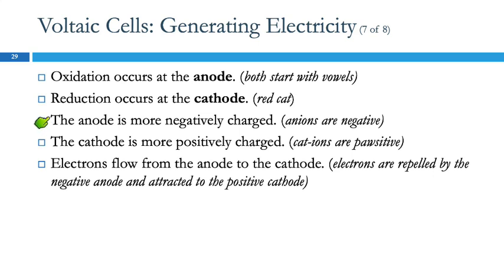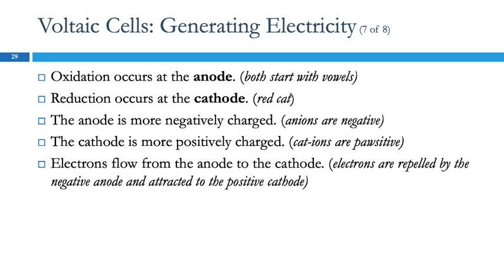The anode is going to be more negatively charged. And the way I remember that is that anions are negative. So that means that the cathode is more positively charged, and cations are positive, right? So anode and cathode, the anode is more negative, the cathode is more positive. Oxidation occurs at the anode, reduction occurs at the cathode. So what happens is that electrons are going to flow from the anode that has a negative charge to the cathode.